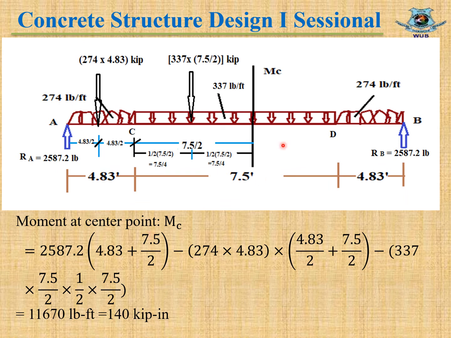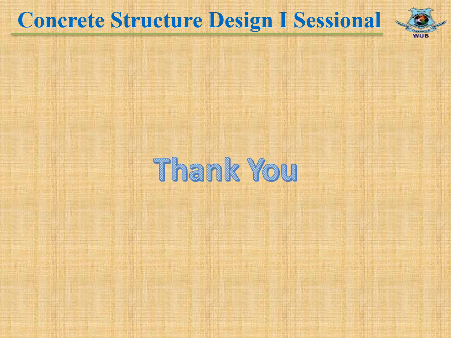Moment at center point MC equal to 2587.2 pound into (4.83 plus 7.5 by 2) minus 274 into 4.83 into (4.83 by 2 plus 7.5 by 2) minus 337 into 7.5 by 2 into half into 7.5 by 2 equal to 140 kip inch. And this is the end of today's lecture.